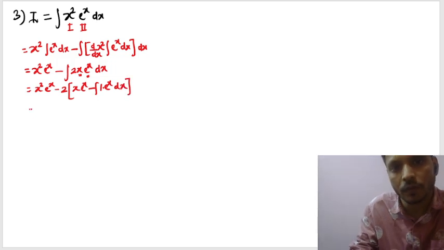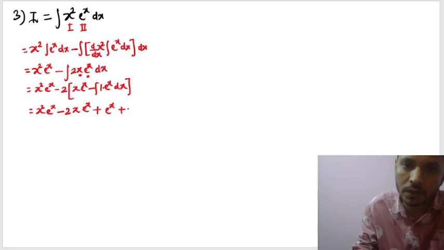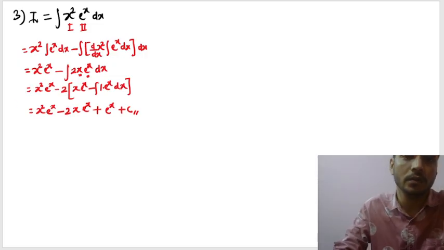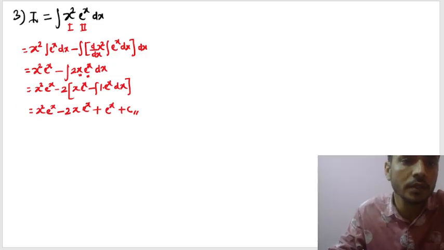That means here we have x square e to the power x minus 2x e to the power x plus e to the power x plus c. This is the answer. Right? Now, what is the next question? So the next question is question number 5.